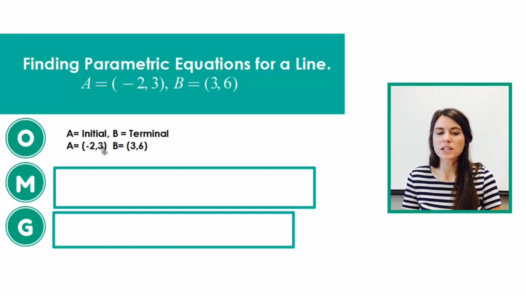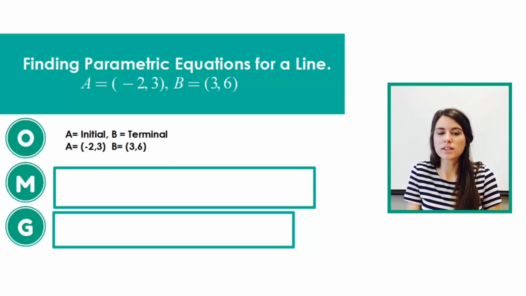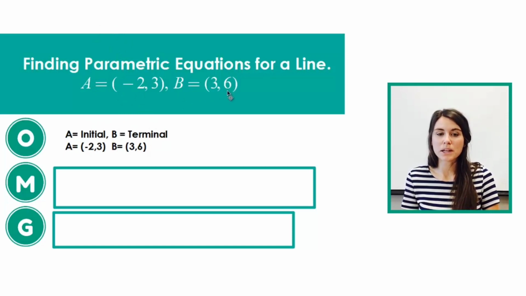So the first thing we need to look at is what's our initial and what's our terminal point. Our initial point in this case is going to be the first given value, which is a, and our terminal point is b.